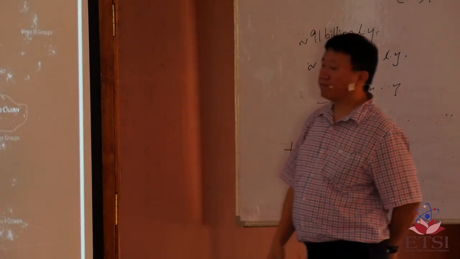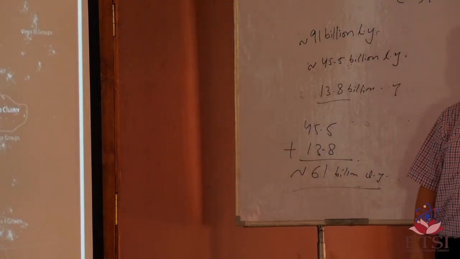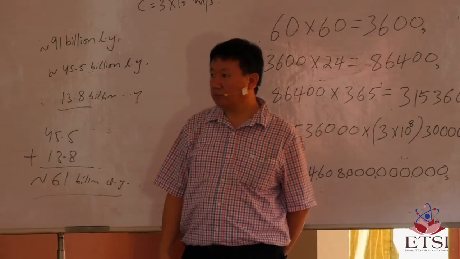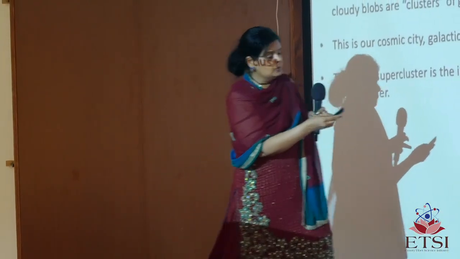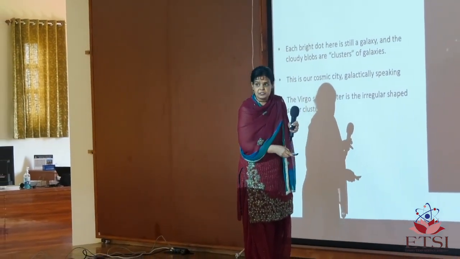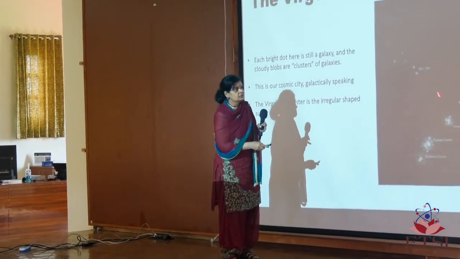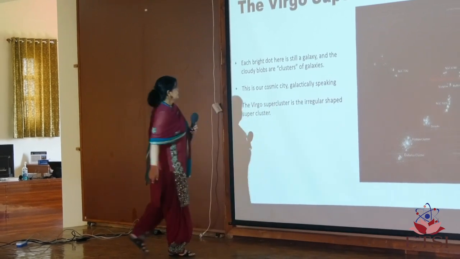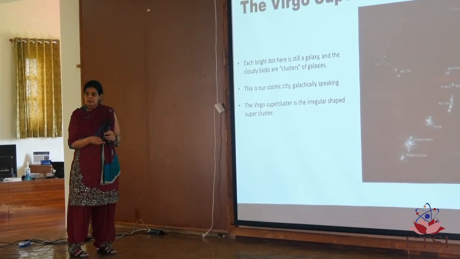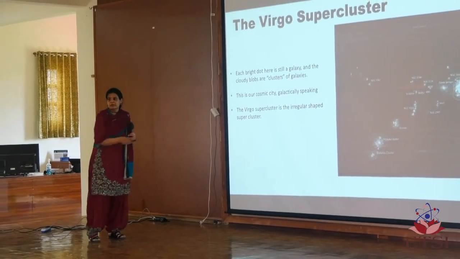So just think, from the universe where we were just seeing dots, we are now zooming in and going in and in, right, until we get to the solar system. So now this is the supercluster in which there are so many clusters. This is the Virgo, this is our local galactic group, right? And so we can say this is our cosmic city because this is our local group here.